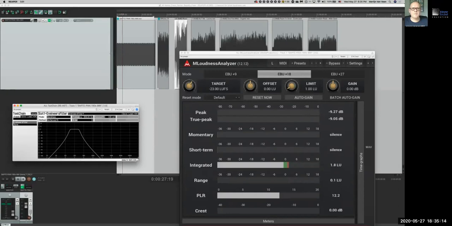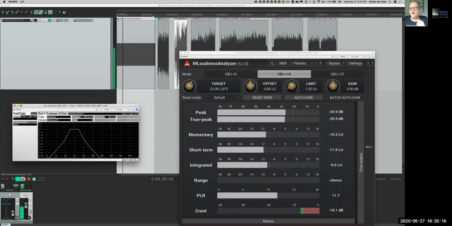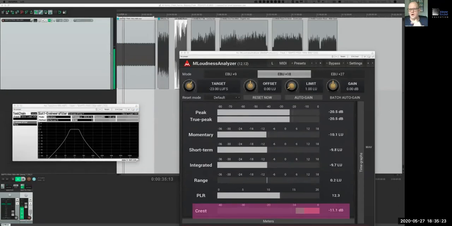So I'm going to press play. And now we're only listening to the octave centered at 250 hertz. And please take note of the crest factor value. Notice that this value is staying very close to the broadband crest factor, which is 12 decibels.